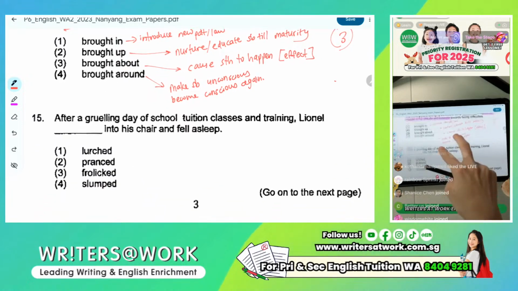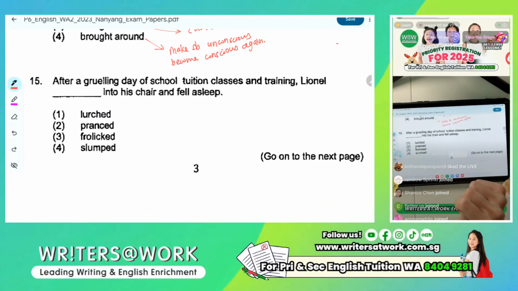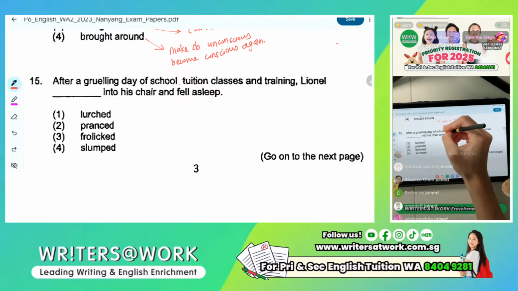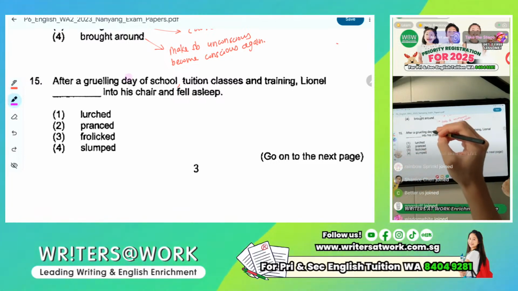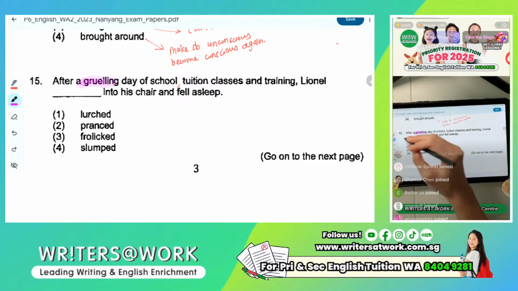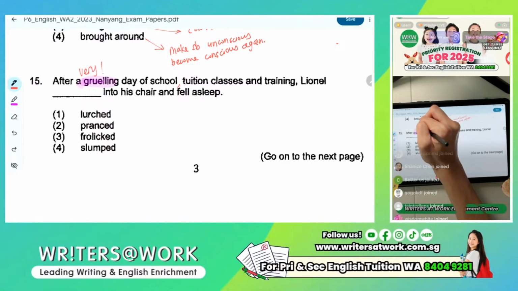Now moving on, let's take a look at question 15. After a grueling day of school and tuition classes and training, Lionel dashed into his chair and fell asleep. So the answer is, the keyword is here, grueling. That means very tiring.